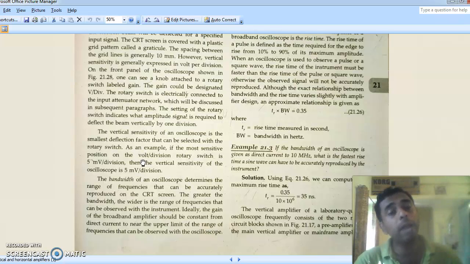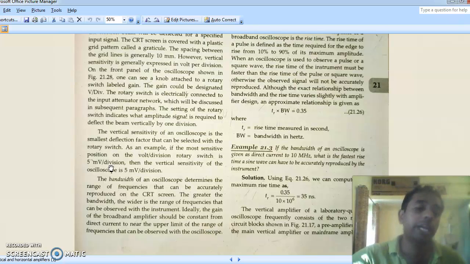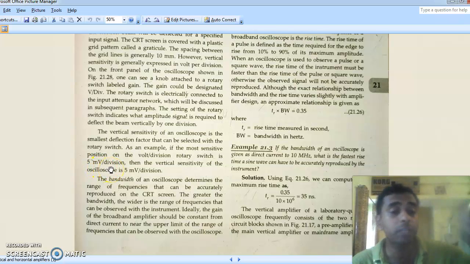And if I apply a signal in volts, suppose you set the knob at 5 volt per division, then it requires an input signal of 5 volt to cause a deflection of 1 millimeter. I think it is clear. If it is 5 millivolt per division, a 5 millivolt input signal will cause a deflection of 1 millimeter, whereas if the knob is at 5 volt per division, then a 5 volt signal is needed to cause a deflection of 1 millimeter.